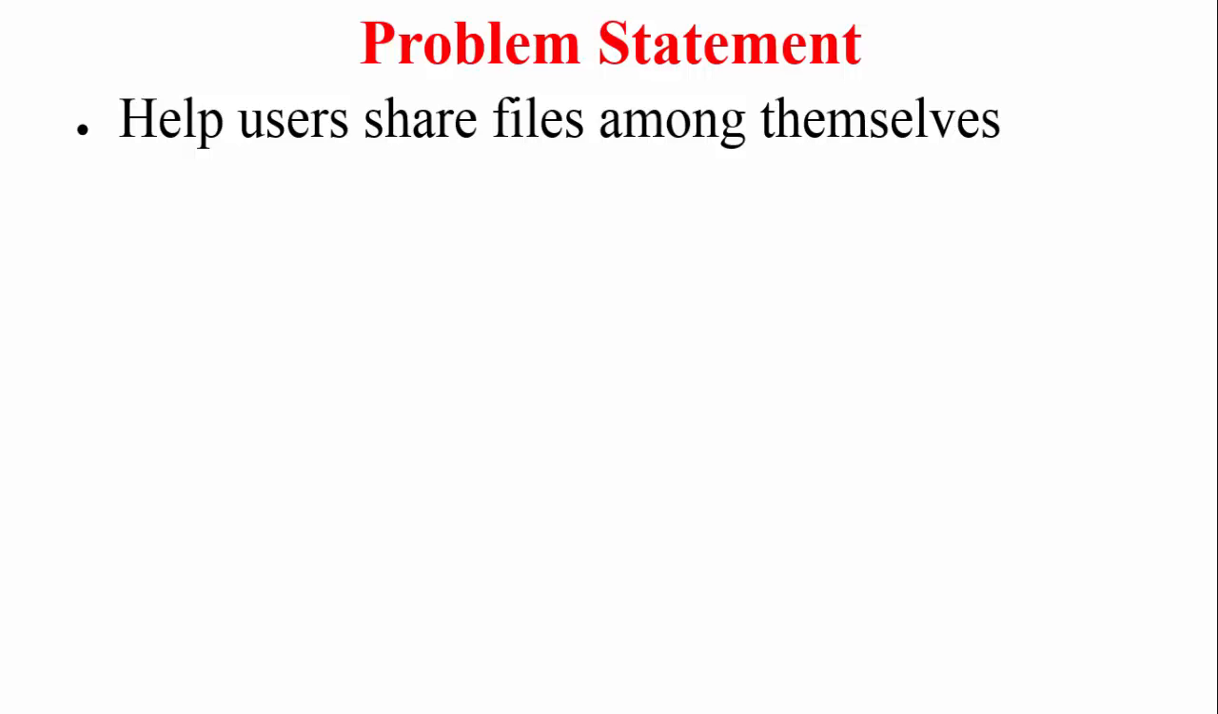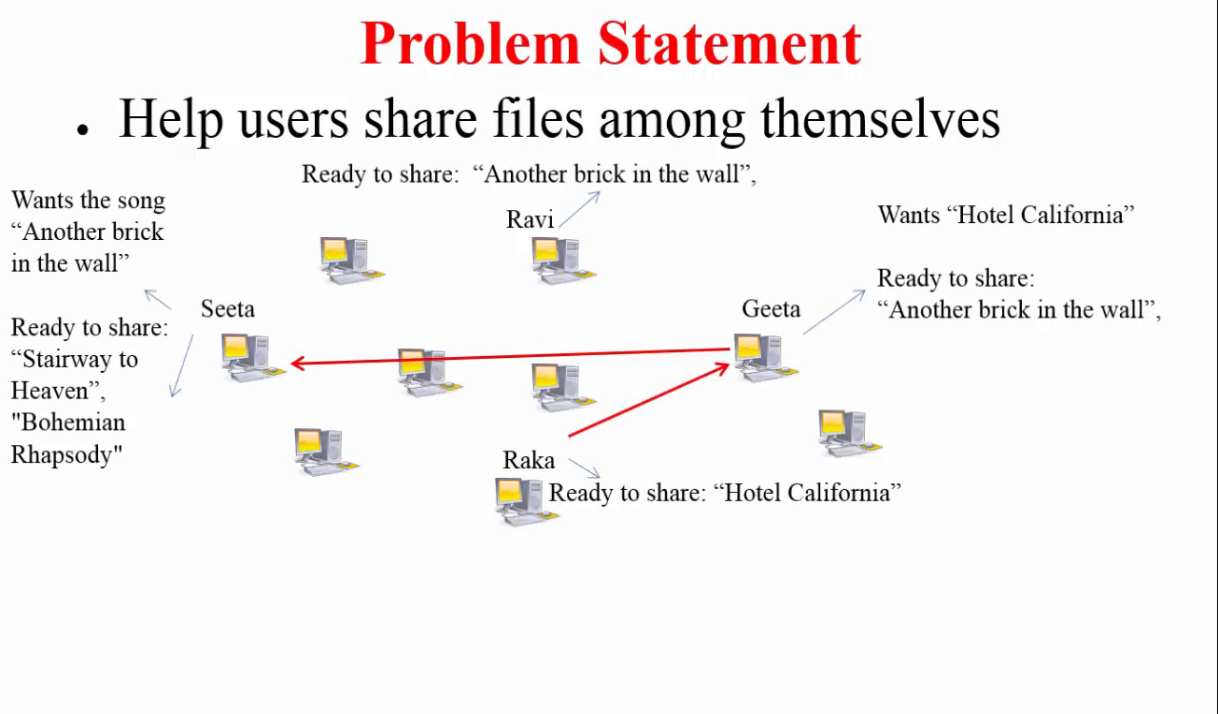So basically the goal here is to help users share files among themselves. So this figure captures the picture. There is this user Sita who wants the song by Pink Floyd, Another Brick in the Wall. And she's also ready to share two other songs. One is Stairway to Heaven and another is Bohemian Rhapsody. And here is Geeta, who is ready to share Another Brick in the Wall, but she wants Hotel California. And there are a few other users. For example, Ravi wants to share Another Brick in the Wall and Raka is ready to share Hotel California.